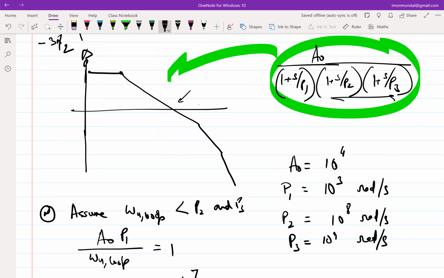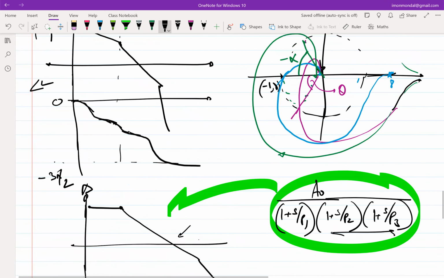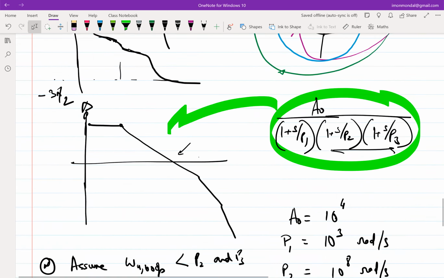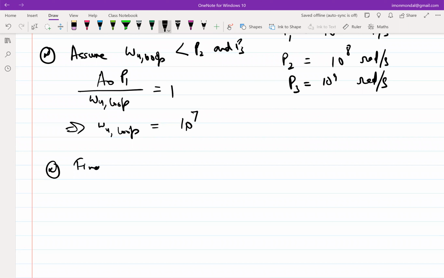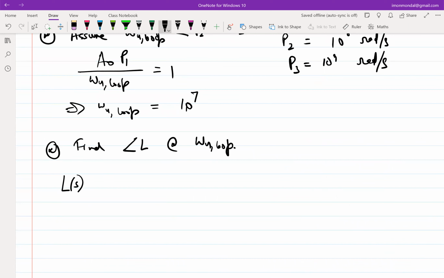So this is step 1. You figured out what omega U loop is. What is step 2? From Nyquist, what am I looking at? At what angle I am cutting the unit circle. So I need to figure out the angle at omega U loop. Find the angle of L at omega U loop. Now your expression is L of S.